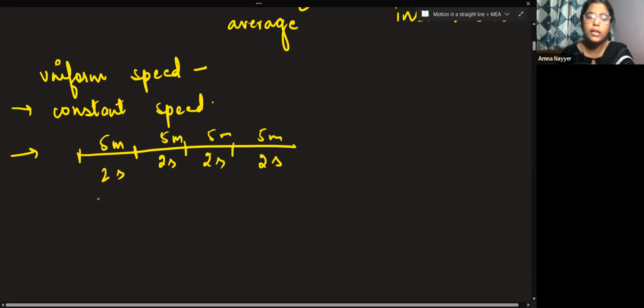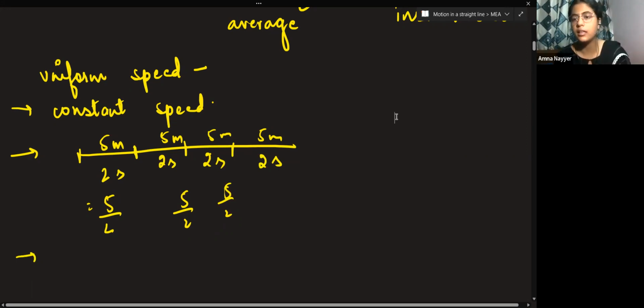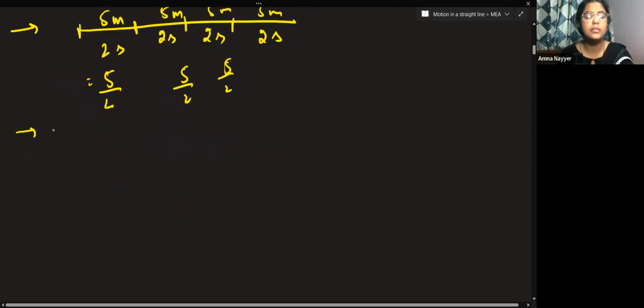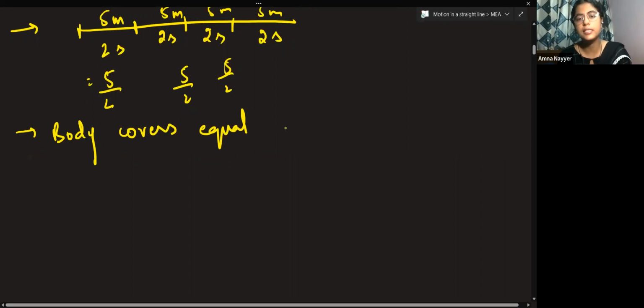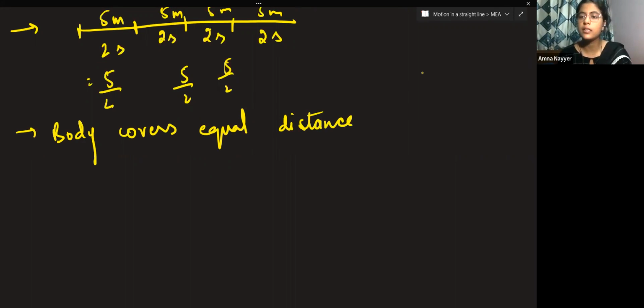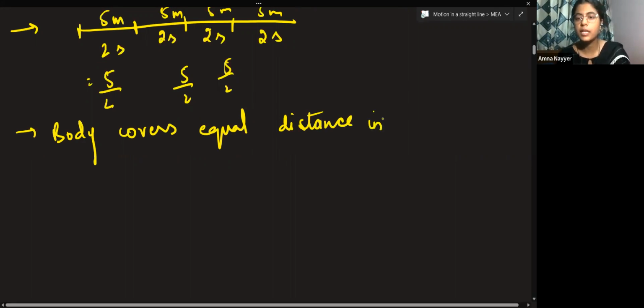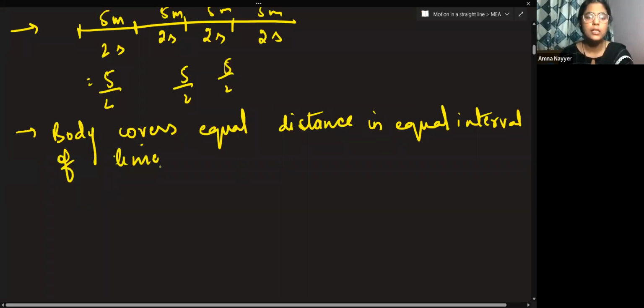You people can also calculate the speed: 5 divided by 2 here, 5 divided by 2 for this segment as well, 5 by 2 for this segment. So speed is constant. So that definition is right. Body covers equal distance in equal interval of time. So the ratio of distance and time will be constant.